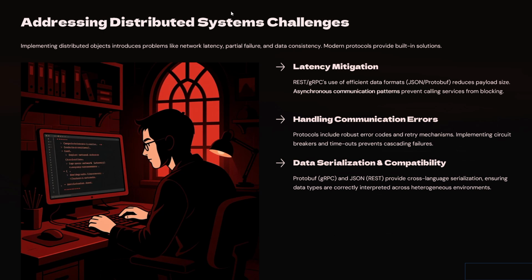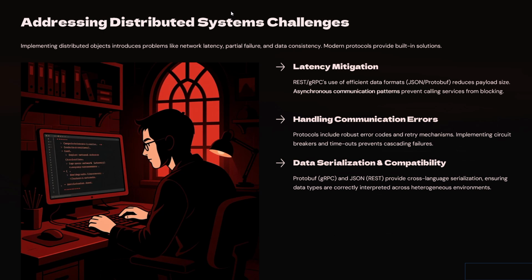Addressing distributed system challenges. Implementing distributed objects introduces problems like network latency, partial failure, and data consistency. Modern protocols provide built-in solutions. Latency mitigation: REST or gRPC use efficient data formats, JSON or protobuf, to reduce payload size.